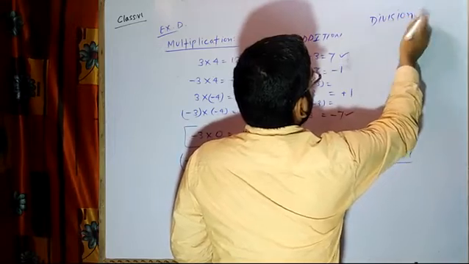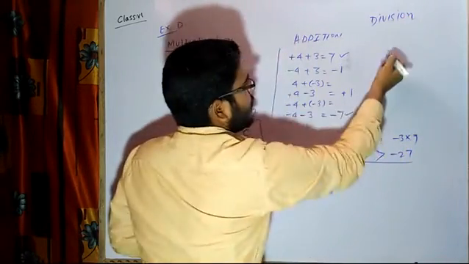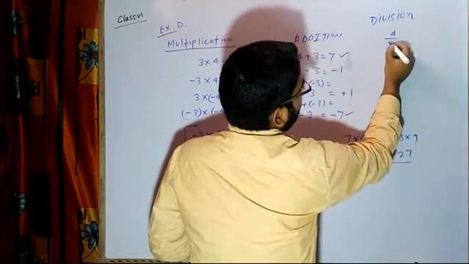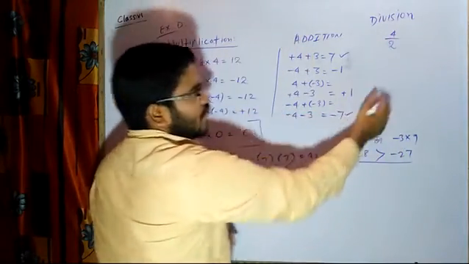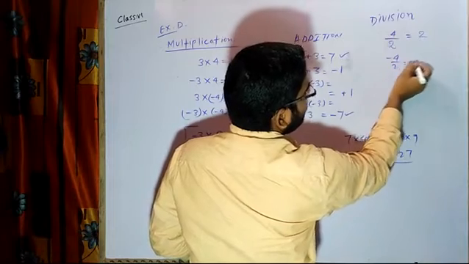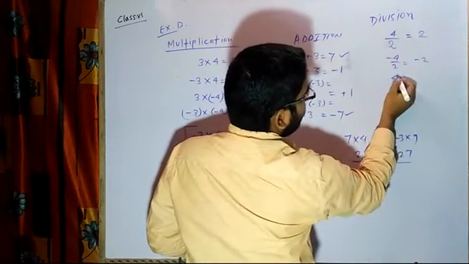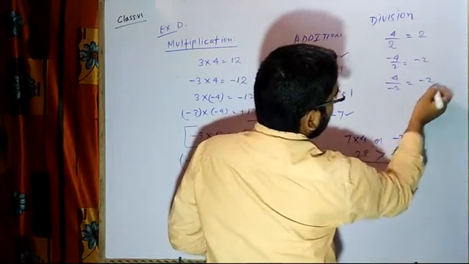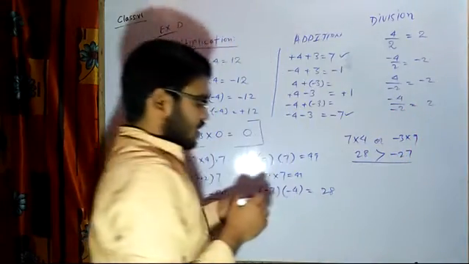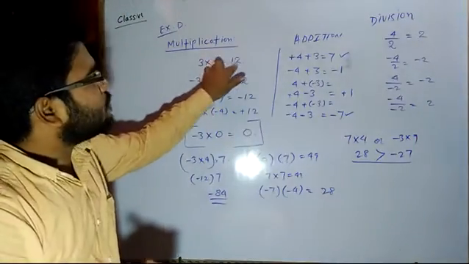Division. Now in case of division, same thing. If I have 4 divided by 2, let us take whole numbers, even numbers, it is equal to 2. If I have minus 4 divided by 2, it is equal to minus 2. If I have 4 divided by minus 2, again minus 2. If I have minus 4 divided by minus 2, again 2. Now same thing, same sign, positive number.